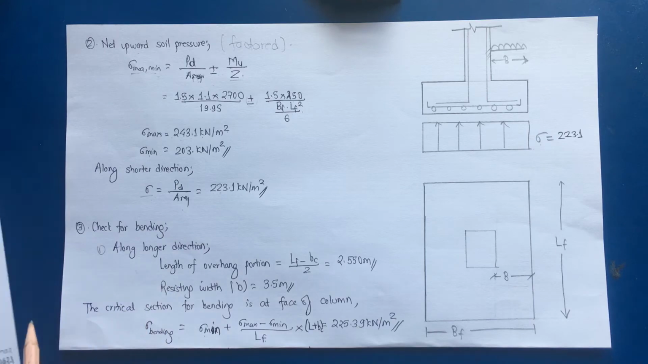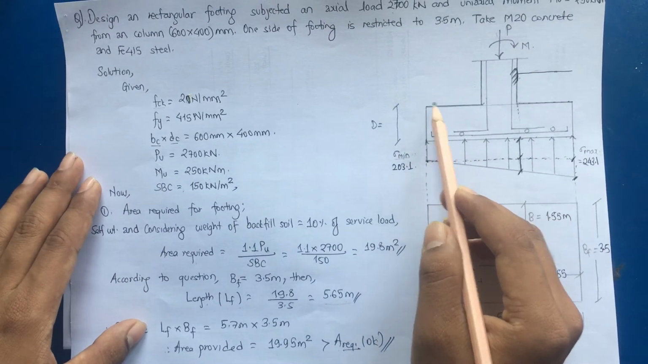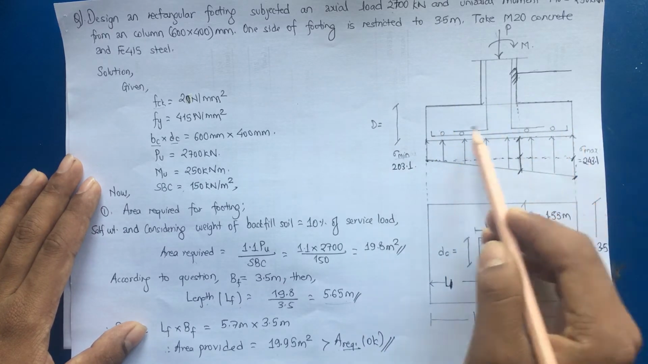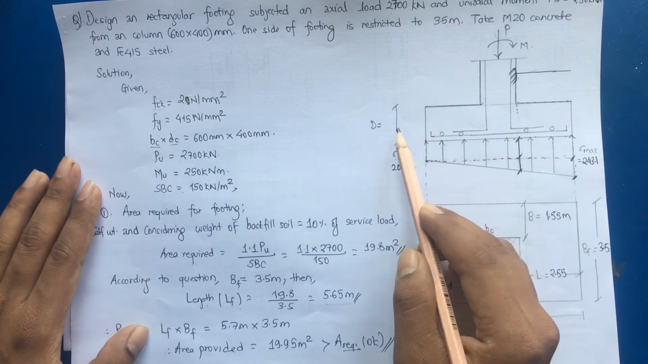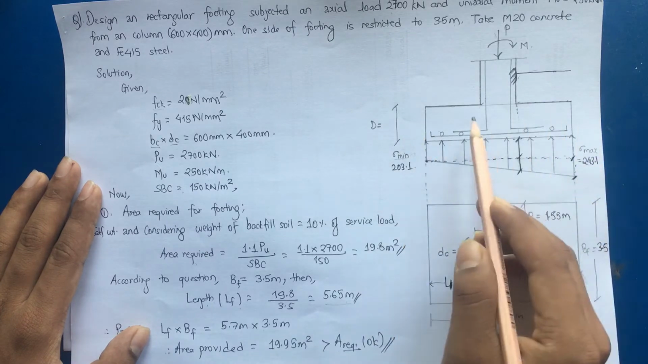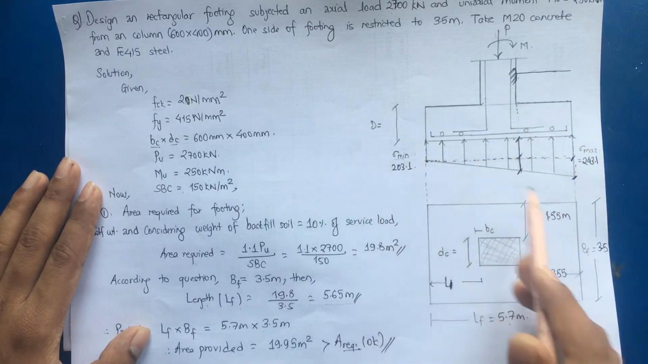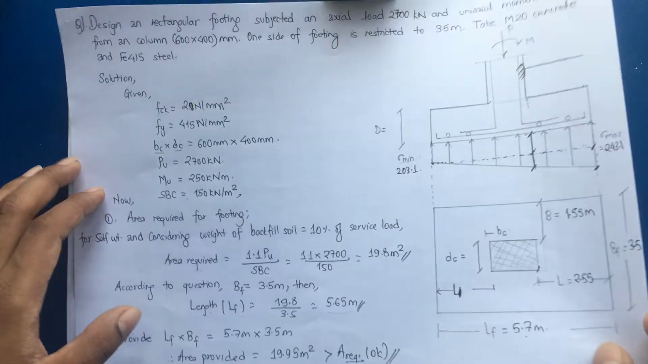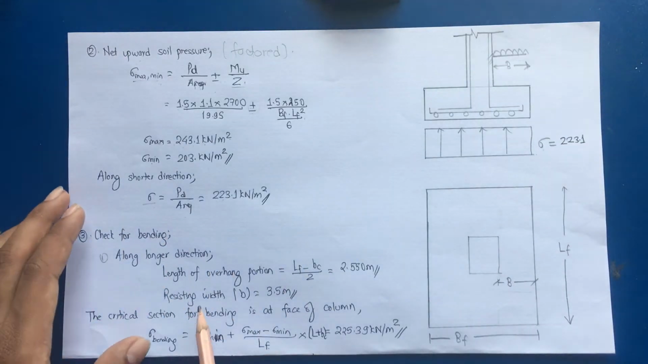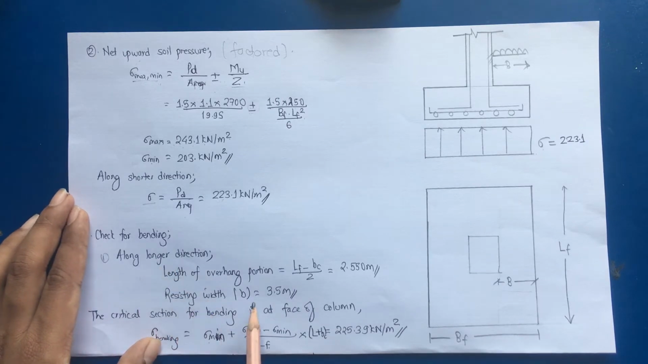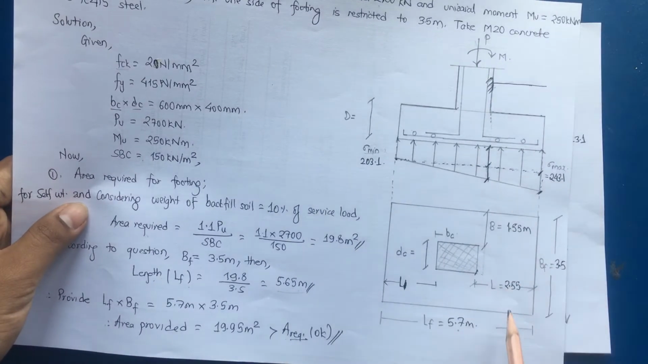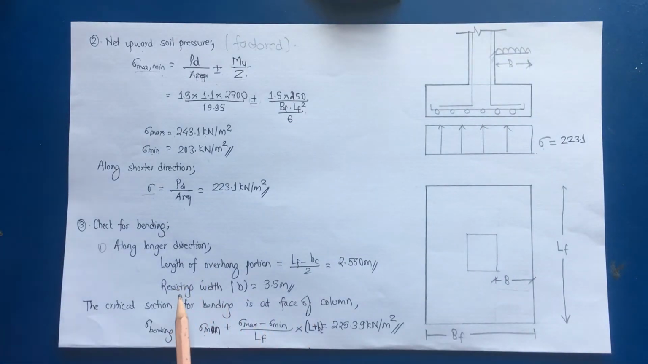Resisting width. So this is a pad footing, that is, a uniform shape, that is there is no variation in the depth of the footing as in case of the sloped footing. So the entire width of the footing is available for resisting the bending, and hence the resisting width will be equal to the width of the footing. And along the longer direction, the width of the footing will be 3.5 meter. And the critical section for bending is at the face of the column.